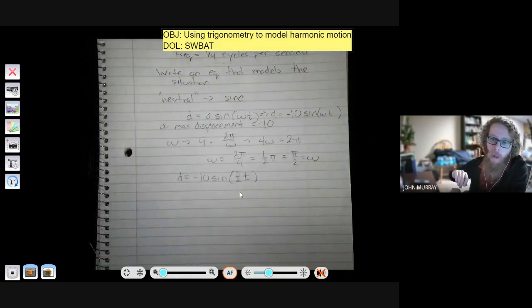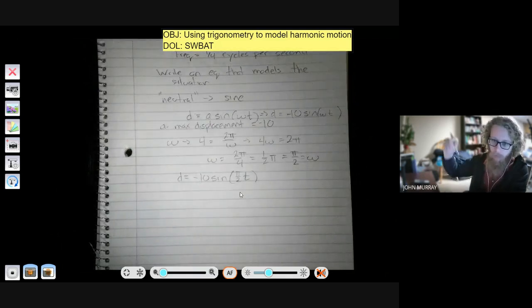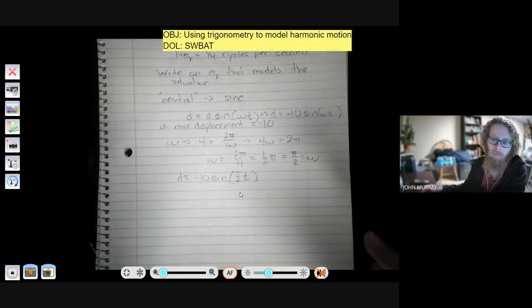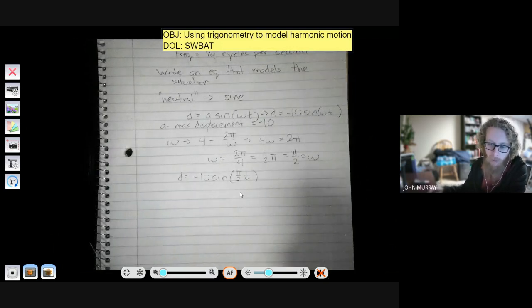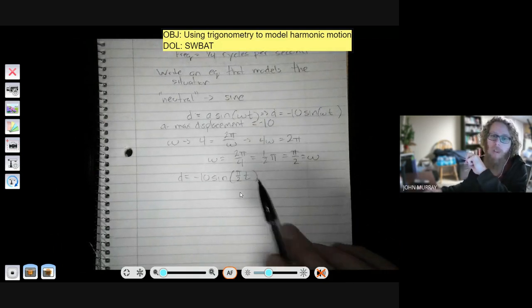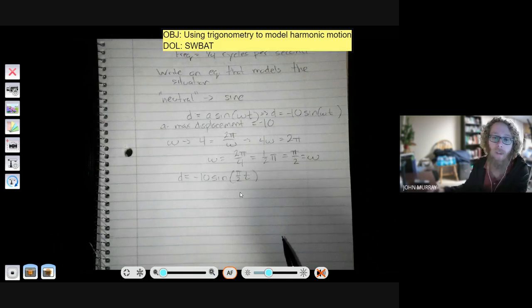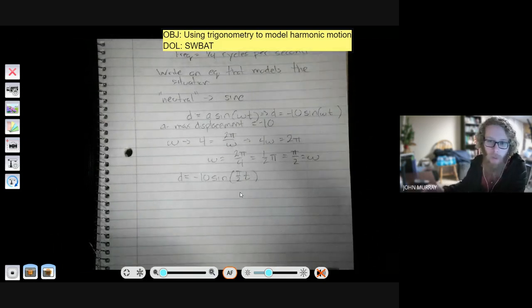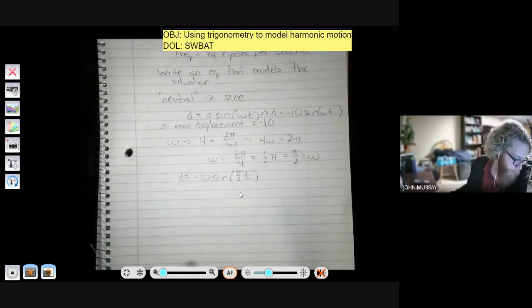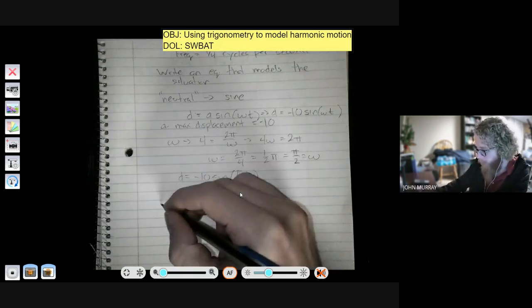Now this equation will tell me where the weight or the end of my spring is at any time. If I wanted to find out where the spring is after 10 minutes, I'd plug in 600 for t, since 600 seconds is 10 minutes, and I could find out exactly where that is. It's only going to be between -10 and +10 because it's just bouncing in between those, but I can find exactly where it is at any given time.